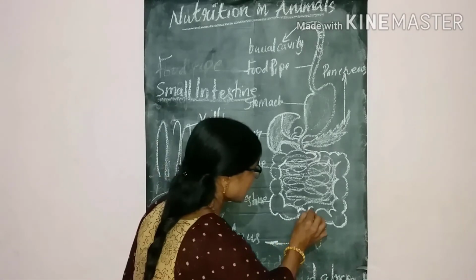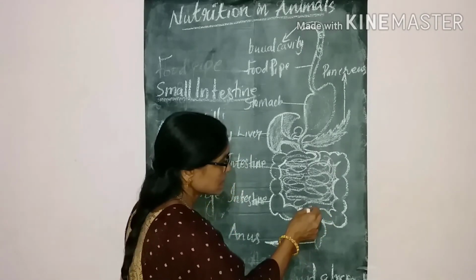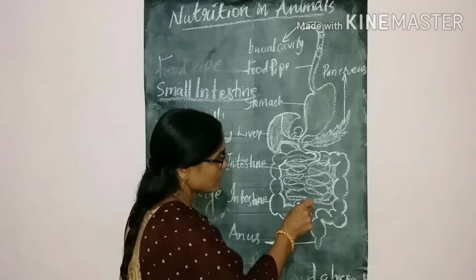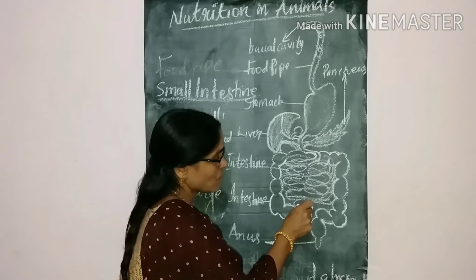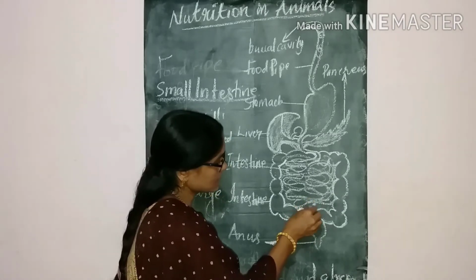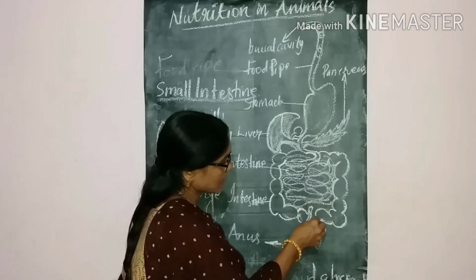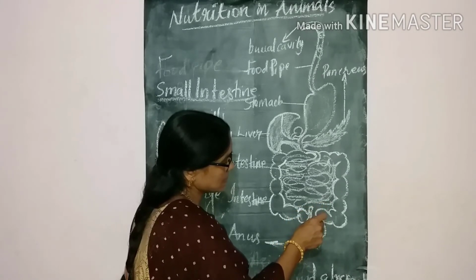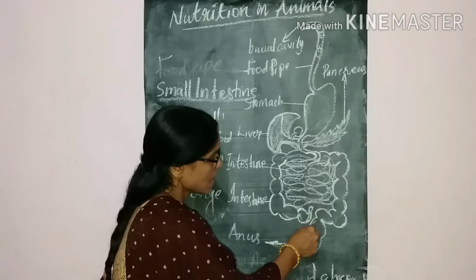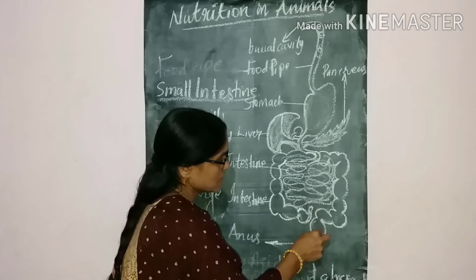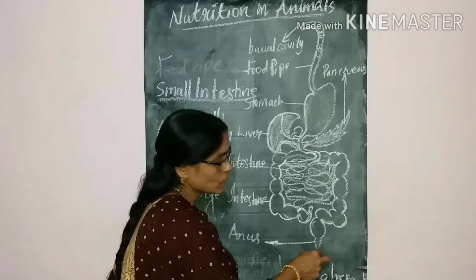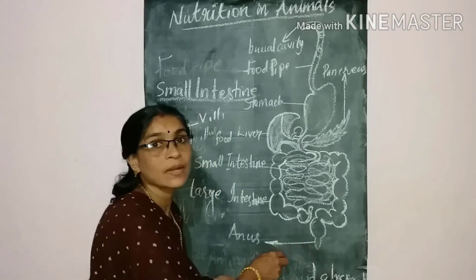Okay, this is the rectum, where the waste materials remain in the form of feces. Here is the rectum. There the waste material remains as feces, and when the time comes, the fecal matter passes out through the anus. That process is known as egestion.